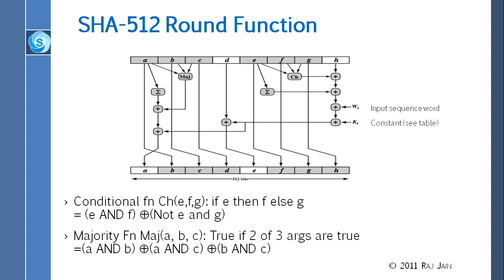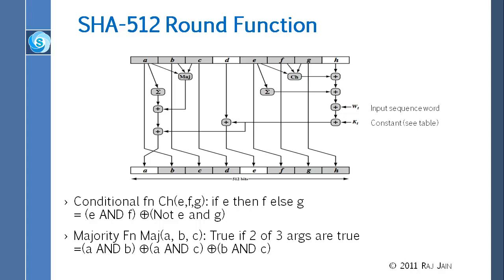CH is the conditional function of E, F, G. That simply means, and this is bitwise by the way, if E is true, then select F. If E is 0, then select G. So you take E, F, and G and write down bit by bit. You do this kind of function, that is the conditional function, and that will give you some value, and then you exclusive OR with WT, where WT is the T-th word.